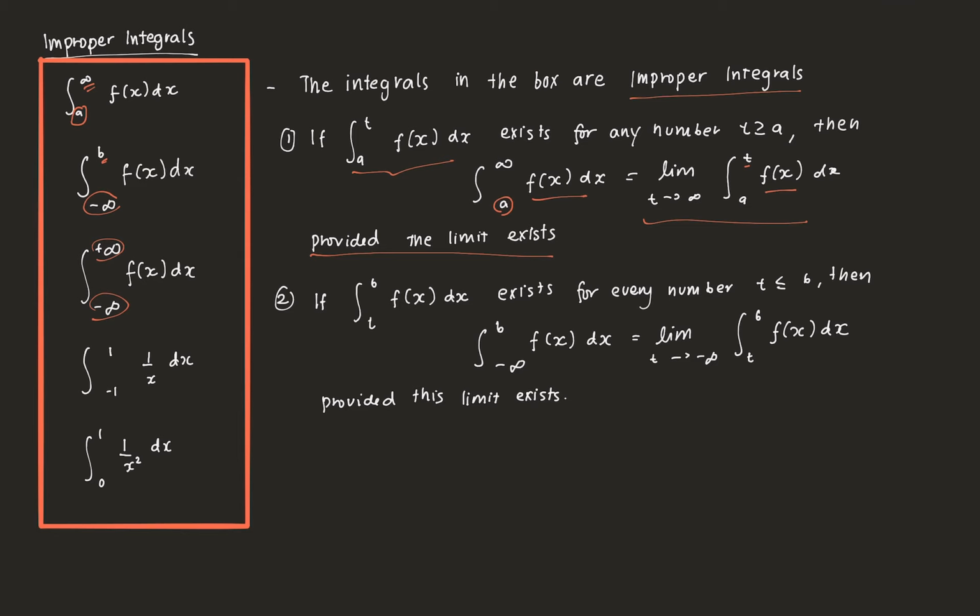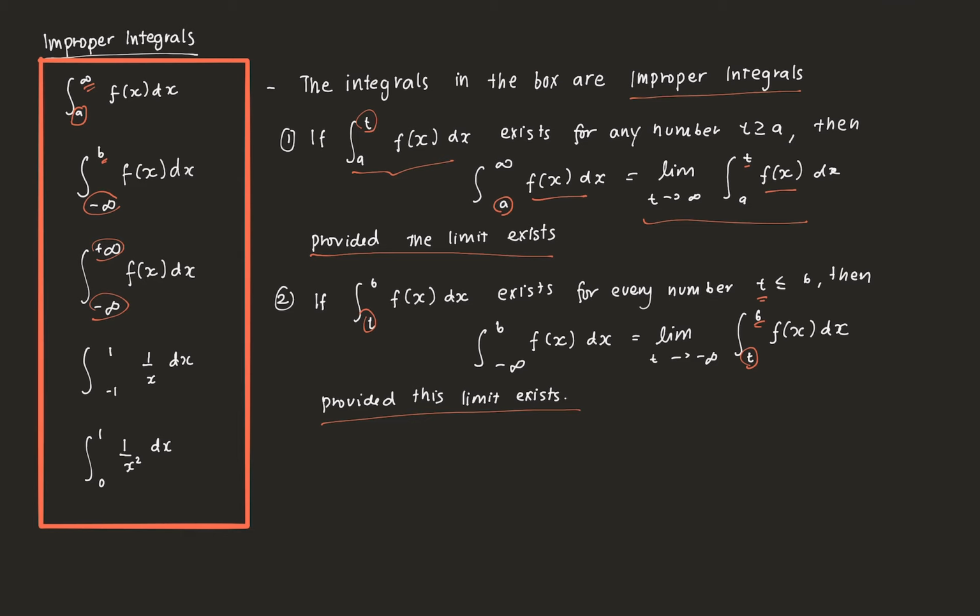The same is true if, instead of this upper bound, we have a lower bound, which is here. If that integral exists for every number t which is less than or equal to b, then the integral from negative infinity until b of a function f of x is just equal to the limit as t approaches negative infinity of the integral from t, the lower limit, until b of f of x dx. And again, provided that this limit exists.